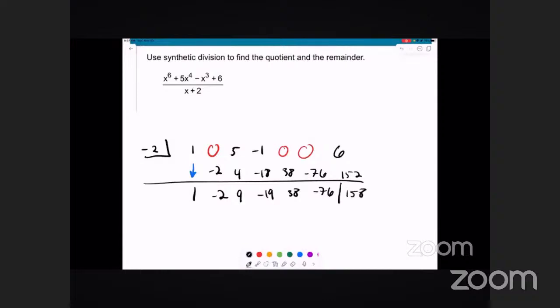So since we started with the degree 6, at this point, this is called the depressed equation. It's not sad, it's just dropped down by 1 degree. At this point, we're going to have a degree 5 polynomial, and that final result is over x plus 2. Okay? So let's submit this result and see if we can.